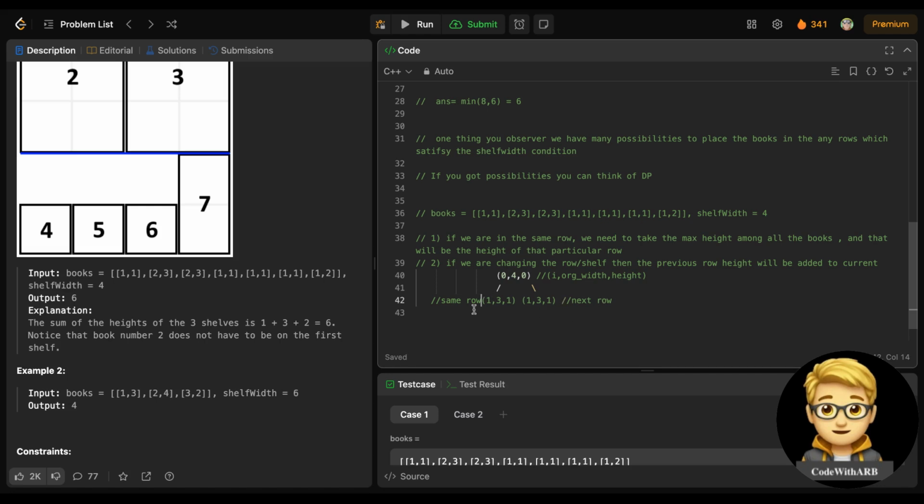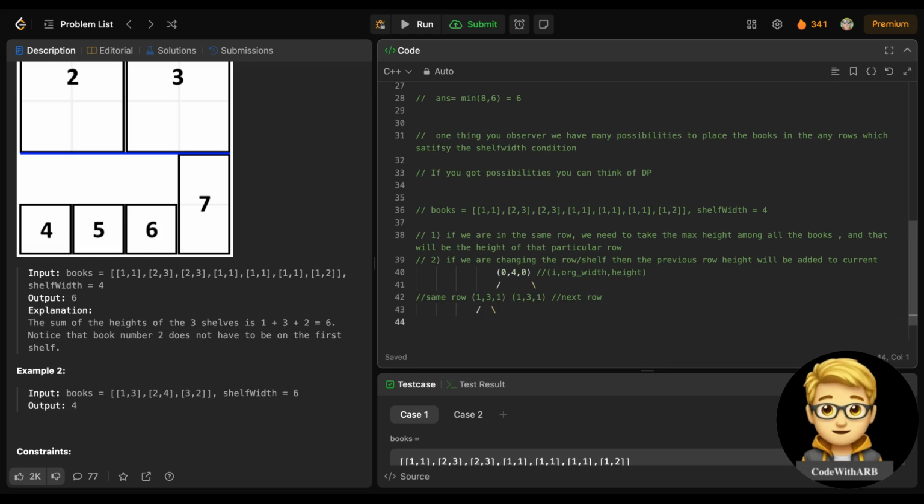Now again, what are the options for this? Again, the same thing. We have two options. The first option is either you place this 2, 3 book in the same row or in the next row. If I put this in the same row, this will become the second, i equals 2. The first thickness is 2, so this 3 minus 2 will be 1. And for the height, since we are placing in the same row, the maximum height, either 3 or 1, will be placed here. So the maximum height is 3.